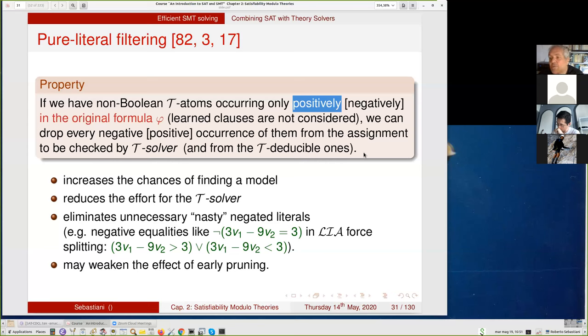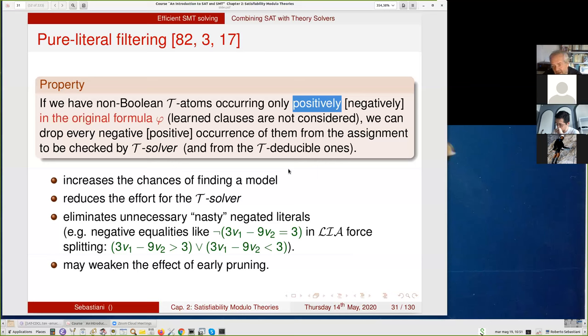You may wonder, why was it assigned? There are many reasons. For instance, the decision heuristic decided to assign it, and most frequently it was unit-propagated on learned clauses. Remember that if an atom occurs only positively, with pure literal filtering it will typically occur only negatively in the learned clauses. So it will very often be unit-propagated. So you can safely drop it.